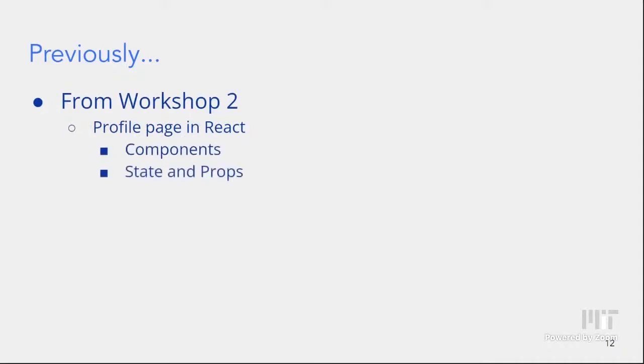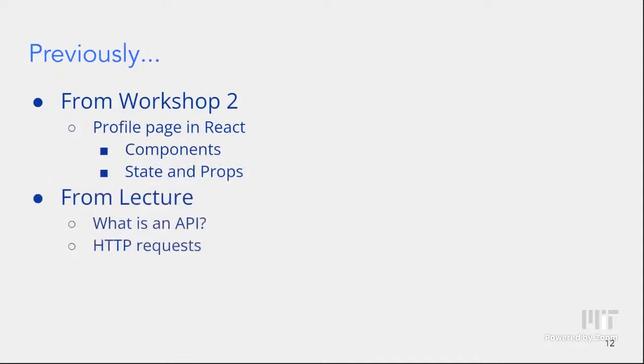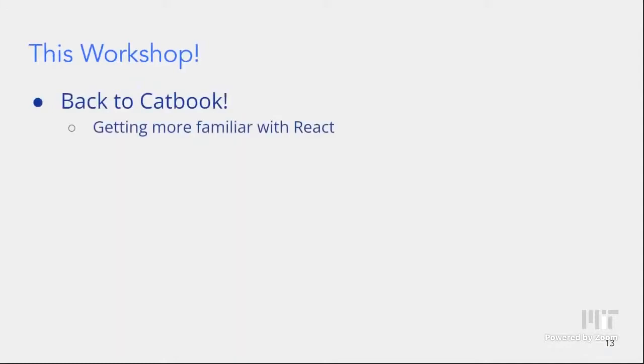In our last workshop, you learned how to make a static profile page in React, and you made components and had practice using states and props. And from lecture today, you learned about APIs, HTTP requests, and we briefly touched on asynchronous programming. Don't worry if it's still very unclear right now. We'll have a lecture in the future that goes more in depth. For this workshop, we're going back to Catbook. We're going to be getting more familiar with React. Hopefully, you'll be a little bit more comfortable with React after this, but it's okay if you don't.